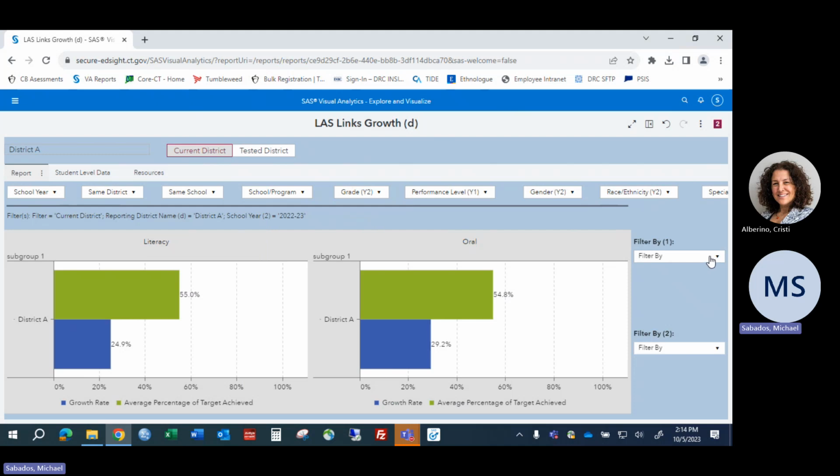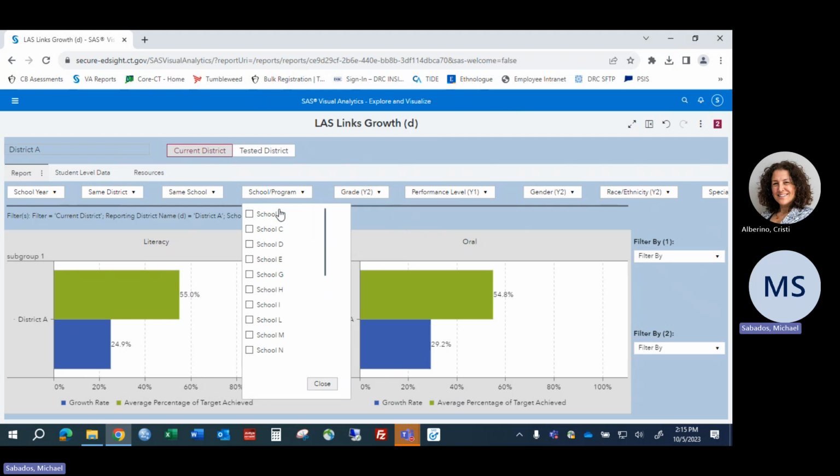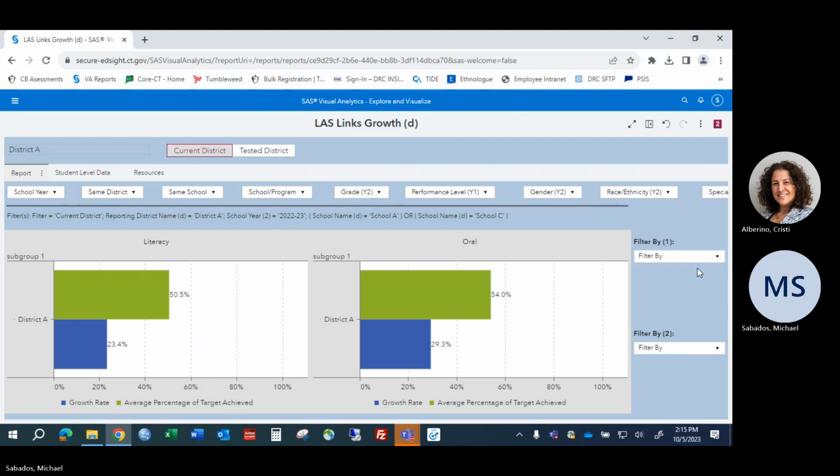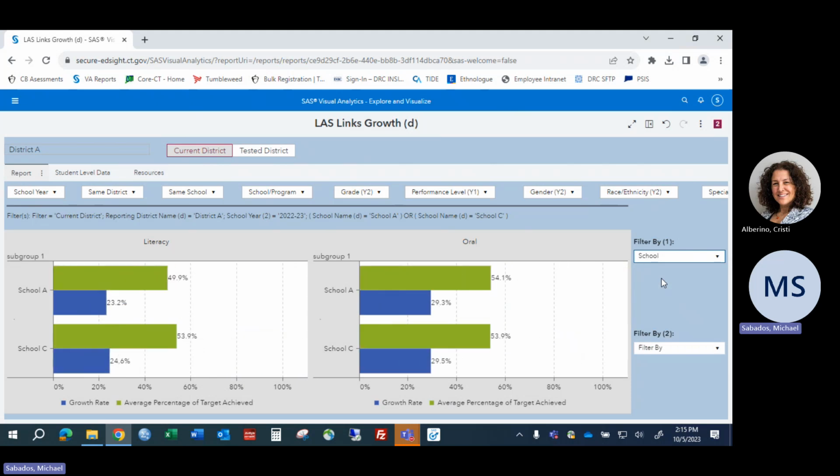The filters on the side allow you to do comparisons. It's the same set of values, but on the side, they allow you to do comparisons. So let's say you want to compare two schools. Let's compare schools A and C. So we've selected A and C from the middle, and we're going to select school to say we want to see the results by school.